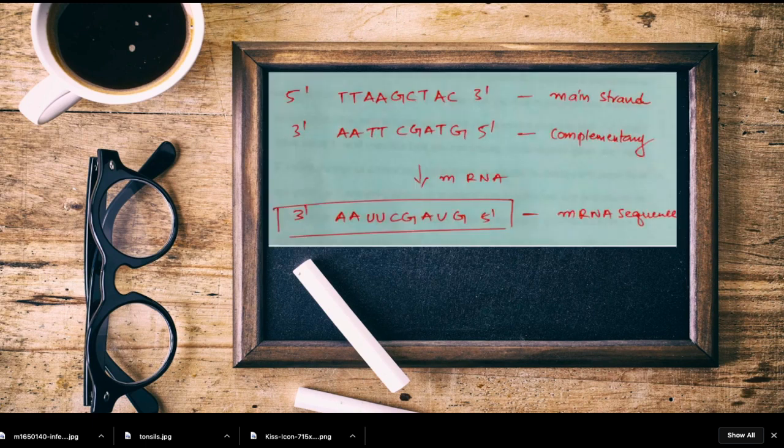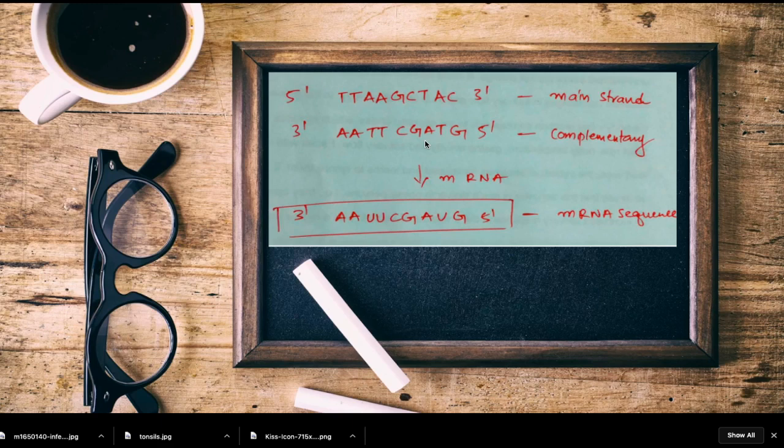The next level, for example, is another question where this is the main strand. The main strand runs from 5 prime to 3 prime, that is TTAAGCTAC. Whereas the complementary strand, as already discussed in the rules of Watson and Crick, runs in the opposite direction, anti-parallel, from 3 prime to 5 prime. T has A as complementary, so AA. A has T as complementary, TT. C has G, and G has C. This is how the complementary is generated.